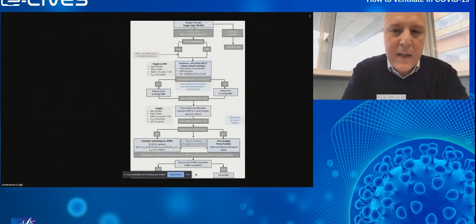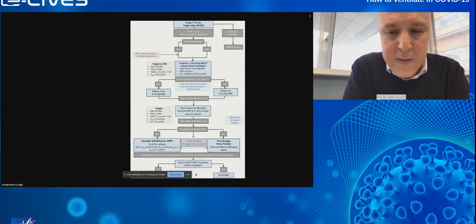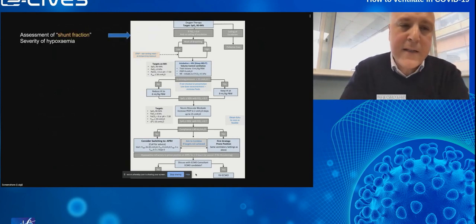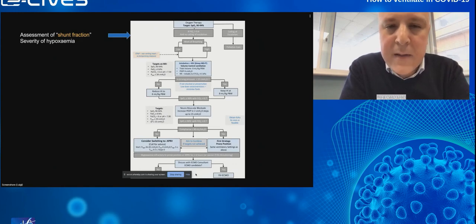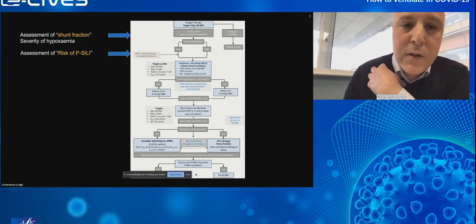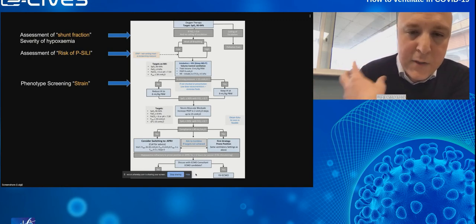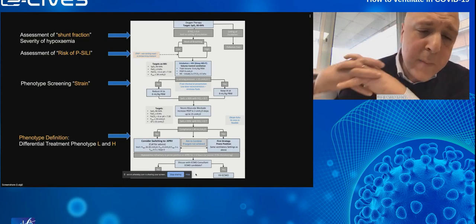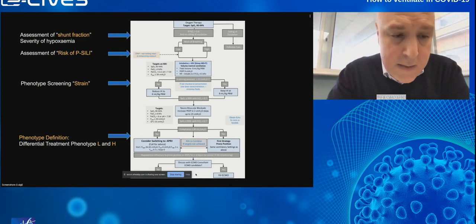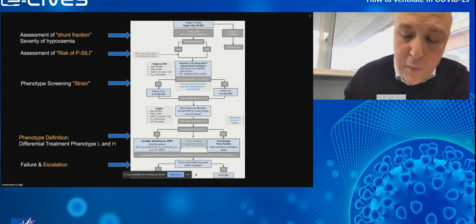And so based on that initial two phenotypes, we are treating these patients with respiratory failure, mainly hypoxemia from COVID-19, very differently depending on the two phenotypes. So there is a first stage where we want to assess shunt fraction and the severity of the hypoxemia. There is a second stage when we look at the risk of patient self-induced lung injury, and therefore possible progression from L into H phenotype. And then we screen for strain, so the likelihood of an injurious ventilation in terms of tidal volume. And then in terms of PEEP and recruitment and prone positioning, an early identification of the phenotypes. And finally, the failure and escalation strategy when we look for extracorporeal support.